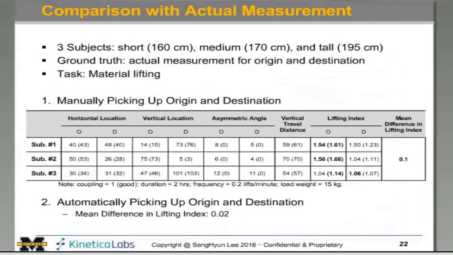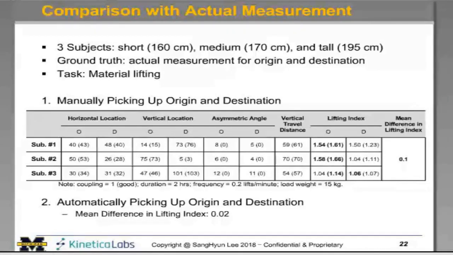So this is an ongoing study, but we measured a comparison with the actual measurement. We used 3 subjects, a short, medium and tall person. The ground truth is the actual measurement for origin and destination, and the task is material lifting. So when we manually pick the origin and destination, the mean difference in lifting index is 0.1. If you want to use this for a very sophisticated analysis, this difference may be high, but if you use it for risk screening, I talked to several practitioners, and they say it is acceptable, but it is just a difference in the choice of the criteria that you apply.